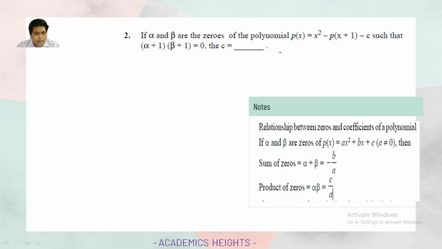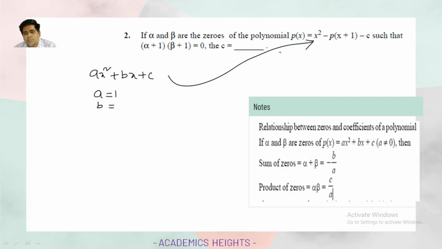First of all, the first step, I am comparing with ax square plus bx plus c. When I compare this expression to this expression, I will get the values. A value is 1, and for the b value we have to simplify this expression. So I'm writing x square same as it is. If I multiply p into x, minus px, and minus p into 1, so minus p, minus c. So this is the expression after simplification.